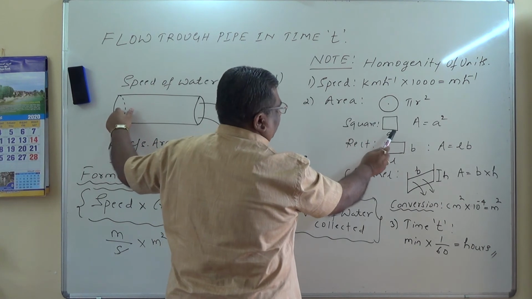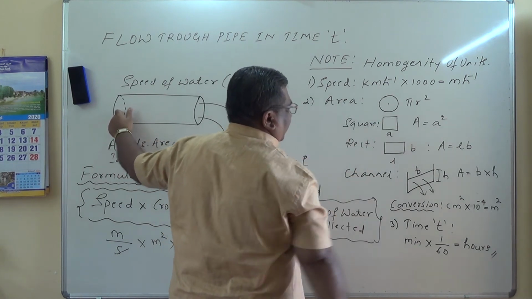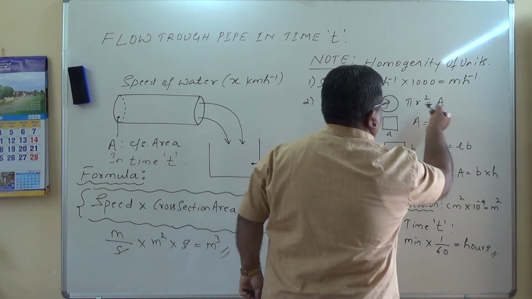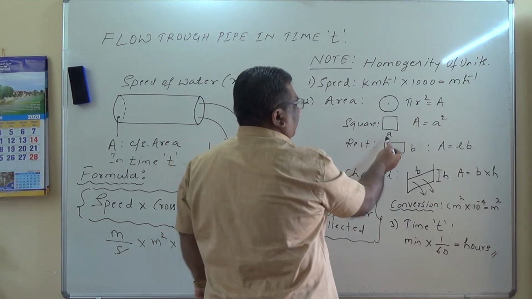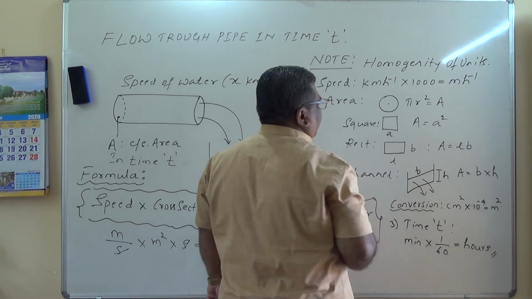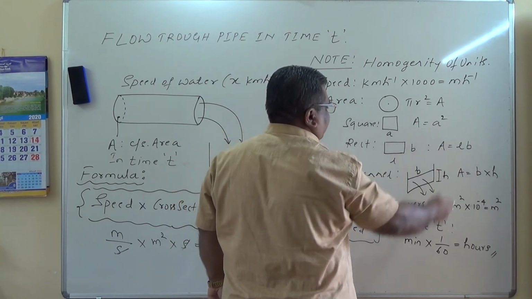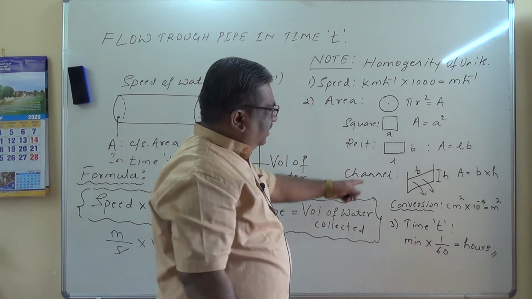If it is a square, we should know one side. Here I'll write, this is a; basically, area is pi r square. If it is a square of side a, then area will be a square. If it is a rectangle of length L and breadth B, then area is length times breadth. And suppose this is a channel over here.